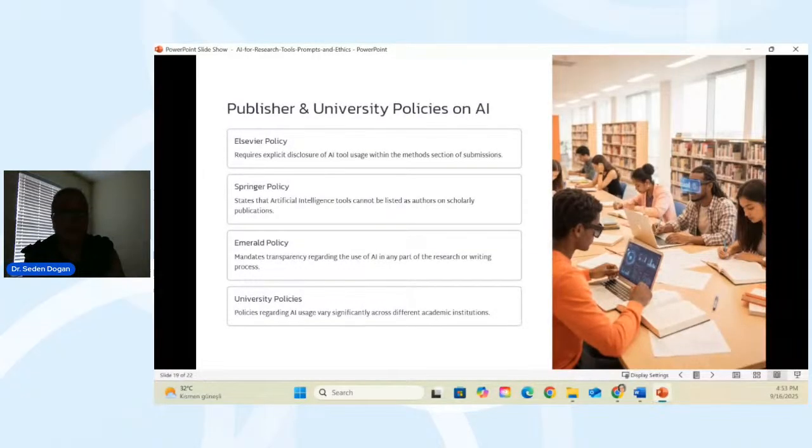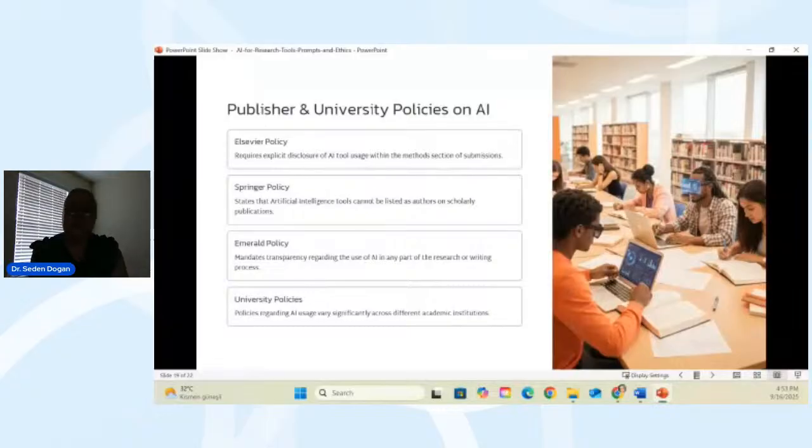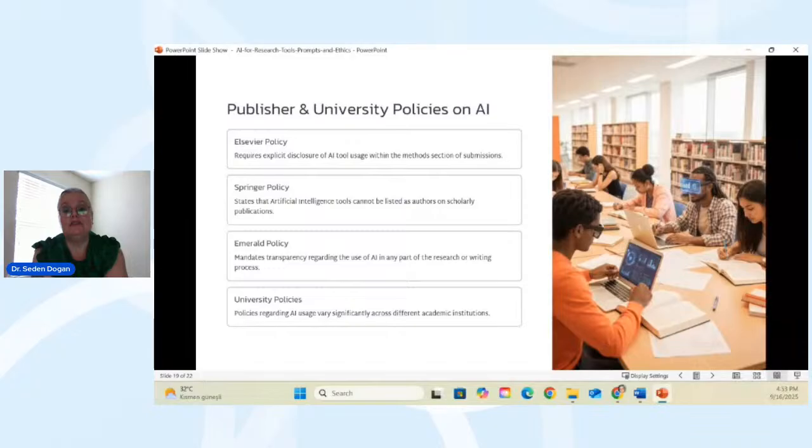For example, in the methods section, you might say, we used ChatGPT to improve grammar and clarity in selected sections of this manuscript, or maybe put it at the end, in an acknowledgement. Wiley and Springer Nature have nearly identical policies. They emphasize that AI cannot replace authorship and that any use must be documented transparently, so you have to disclose. And Wiley and Springer Nature actually provide standard disclosure statements. You can easily copy and paste them.